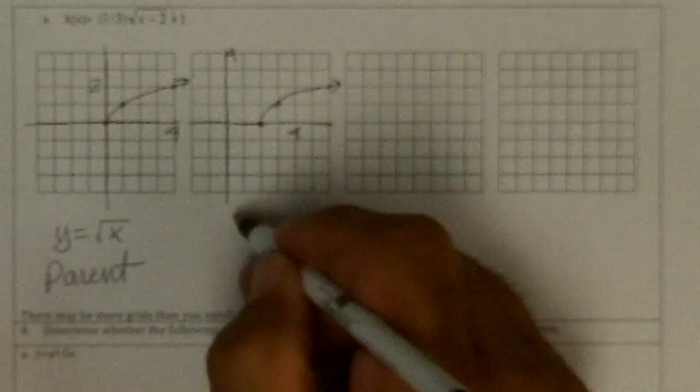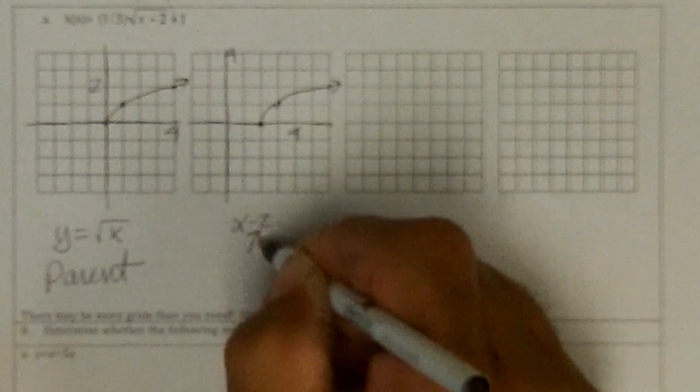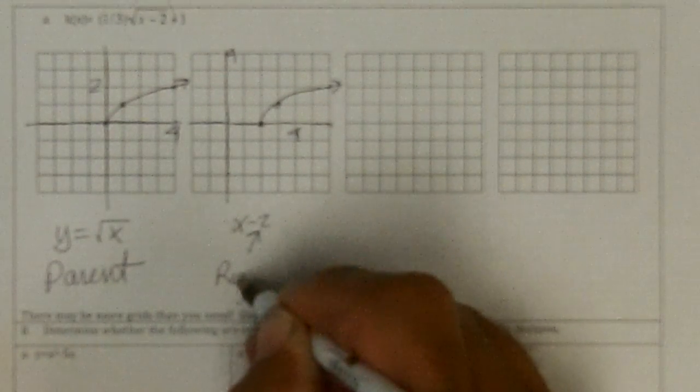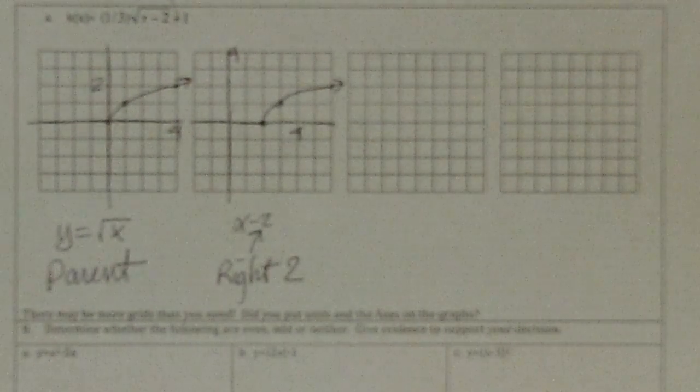And that's the x minus 2. Moves it right 2. Okay?